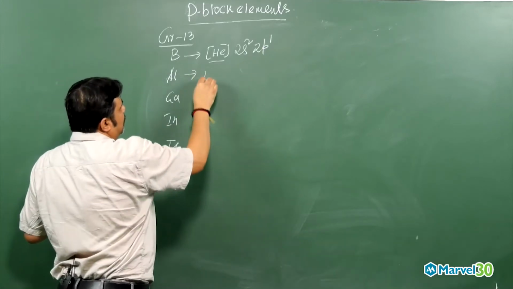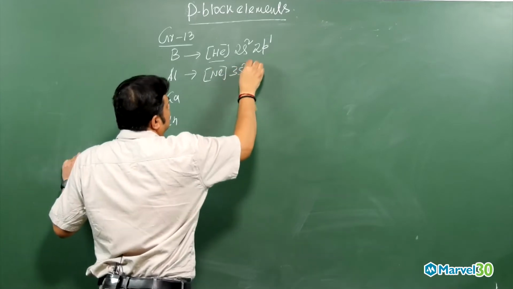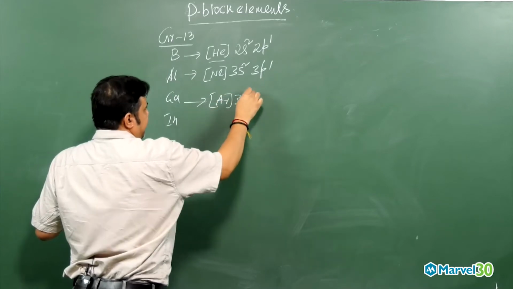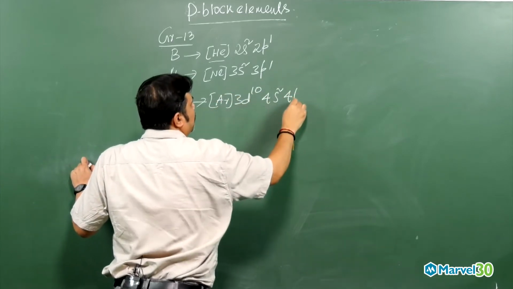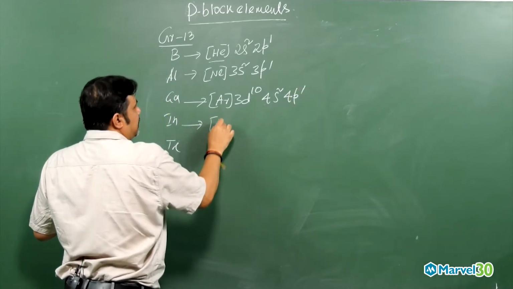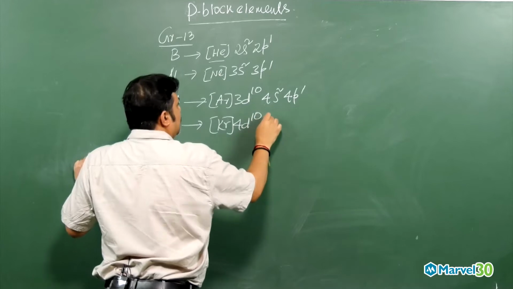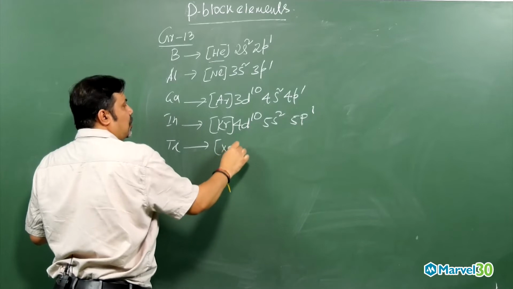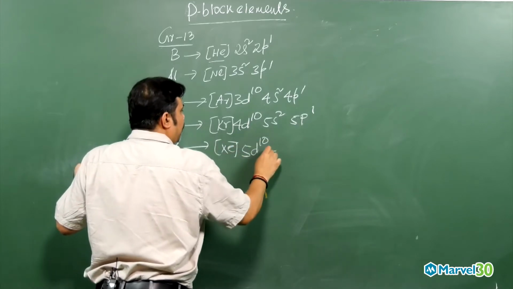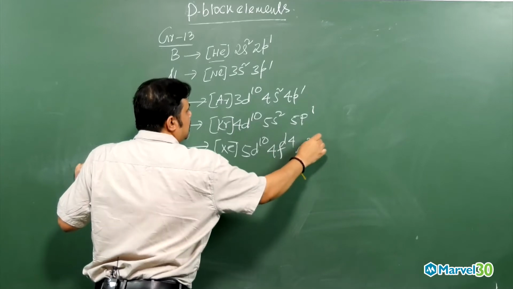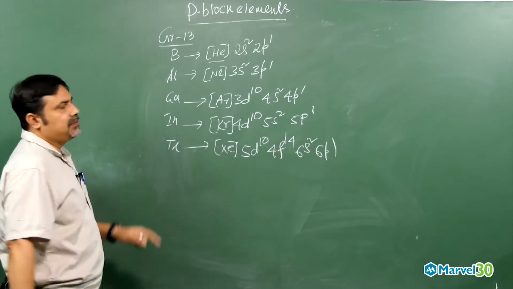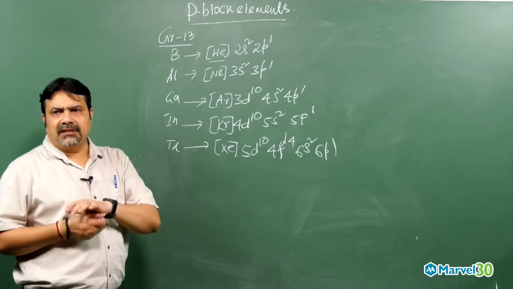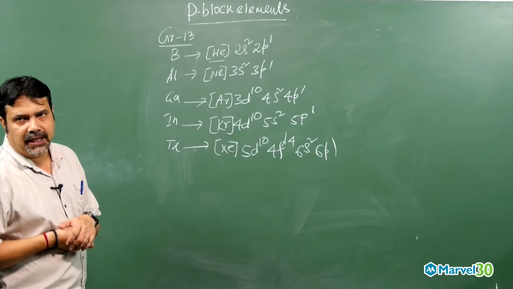Now aluminium means neon core 3s2 3p1, and gallium means argon core 3d10 4s2 4p1, and indium means krypton core 4d10 5s2 5p1, my dear, and thallium means xenon core 4f14 5d10 6s2 6p1. This is thallium. You look at it, my dear. Once you write it this way, explaining all the property deviations will be very easy for you.